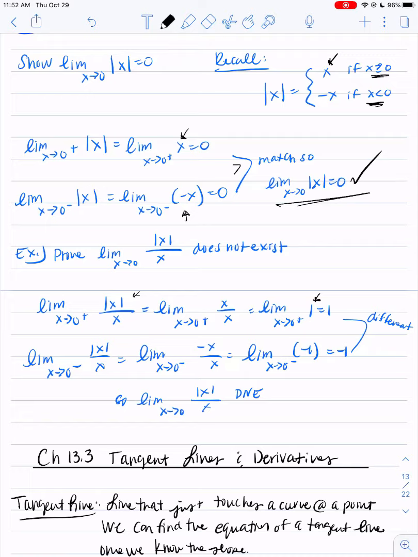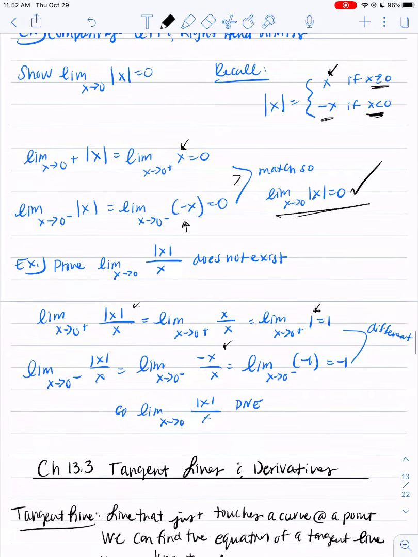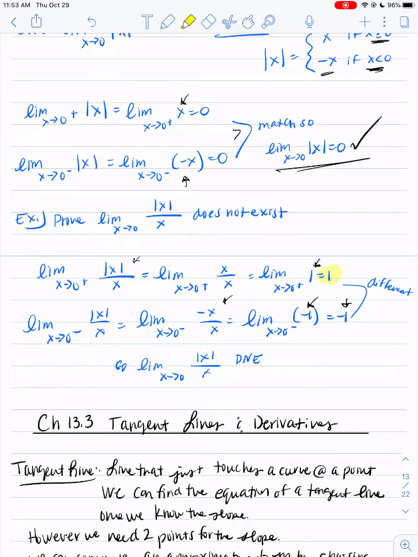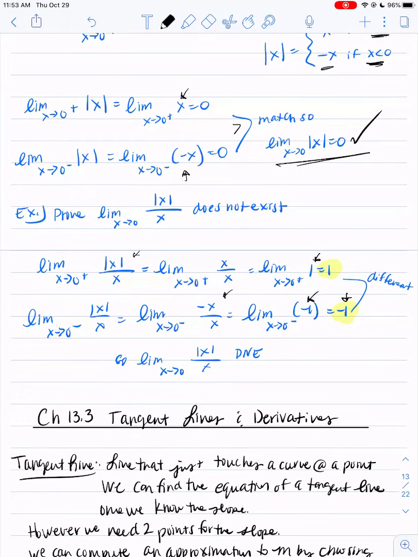Then from the left, I have the limit as x approaches 0 from the left of the absolute value of x over x. That equals the limit as x approaches 0 from the left, and I can plug in my negative x like I did here, and that's negative x over x. So the limit as x approaches 0 from the left is negative 1, since that's just a constant. I can see here that my left and right hand side limits are different. Therefore, the limit as x approaches 0 of the absolute value of x over x does not exist.